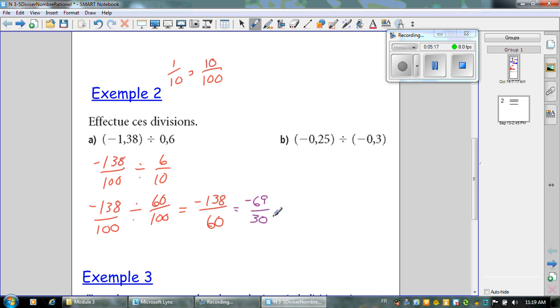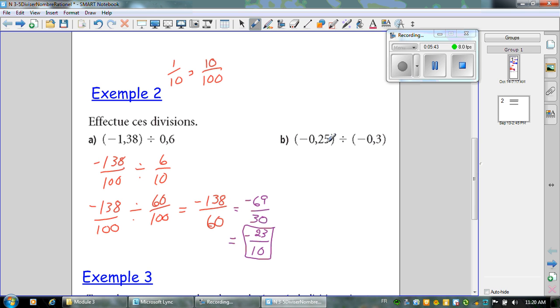And again, I see another common factor here. I can reduce this again to another fraction, because 3 goes into 69 23 times, and 3 goes into 30 ten times. So that's the answer right there: negative 23 tenths.